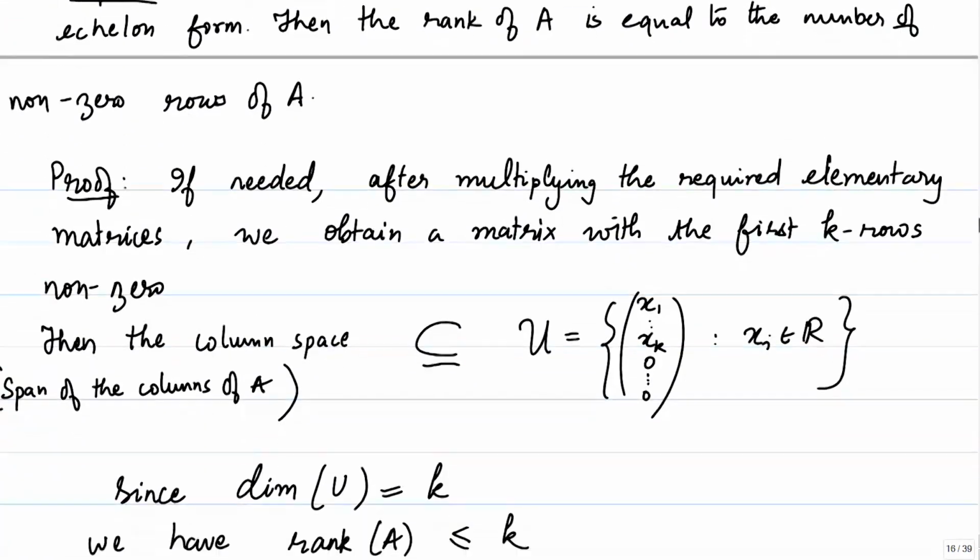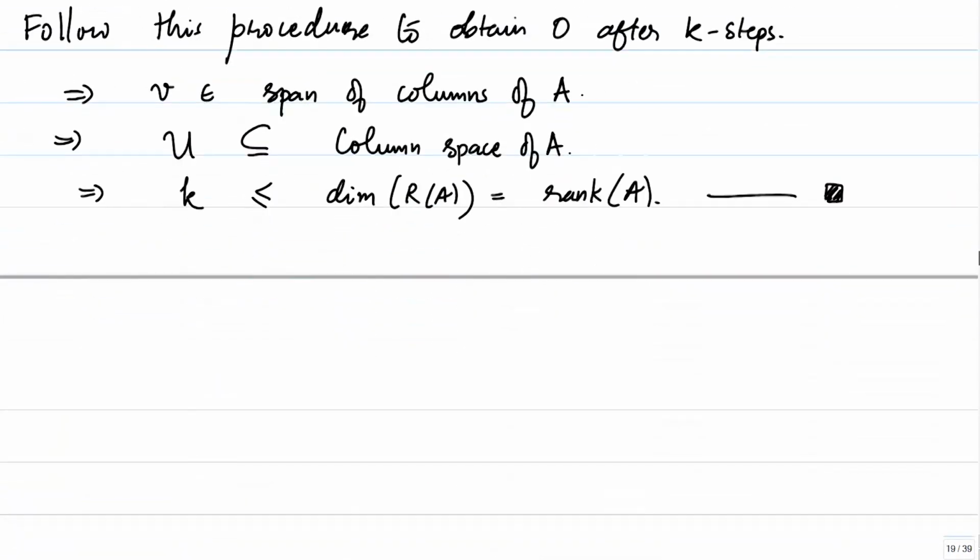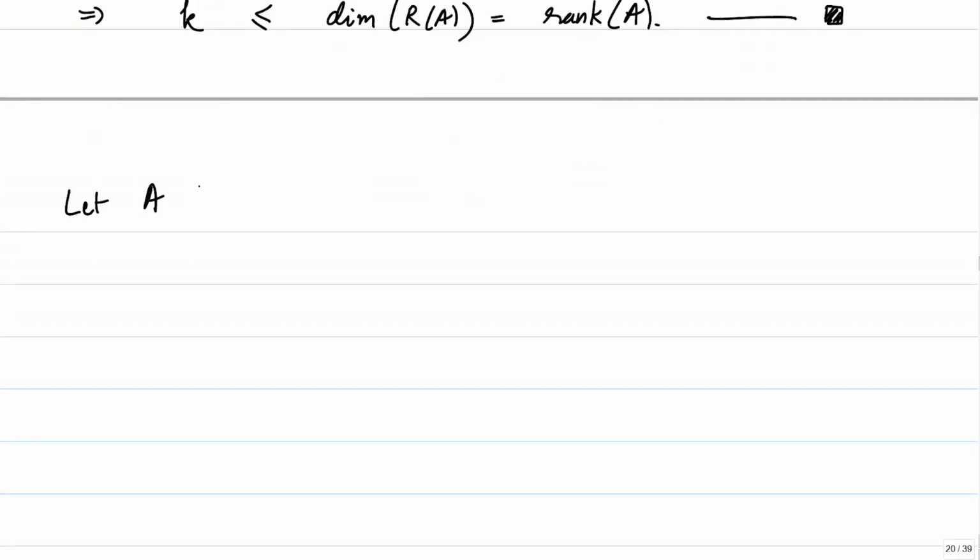So, what we have shown is, let me show you the proposition once again. If we have a matrix which is in its row echelon form, then the rank of the matrix A is exactly equal to the number of non-zero rows of A. So, let us start with an arbitrary matrix. Let A be an arbitrary m cross n matrix, and as I was mentioning earlier, it can be reduced to its row echelon form after finitely many row operations.